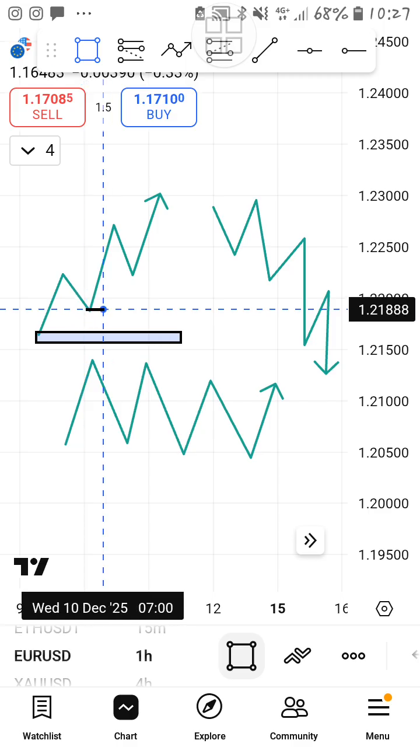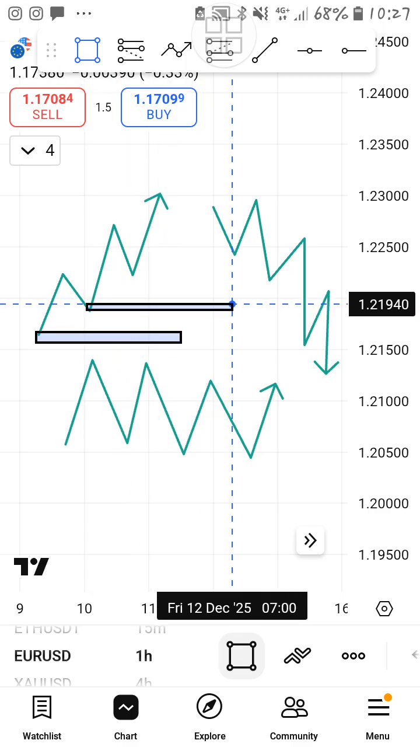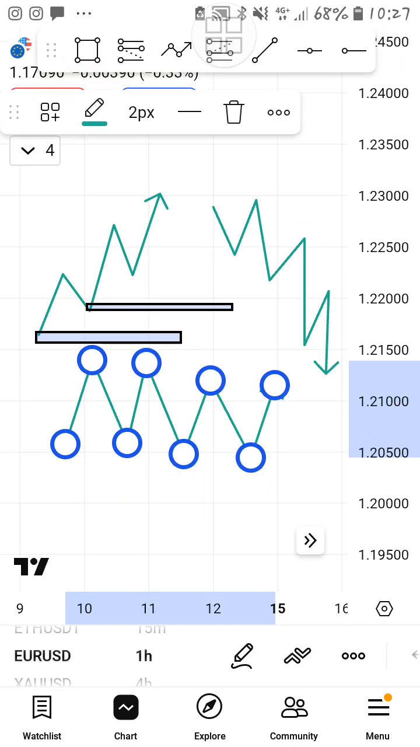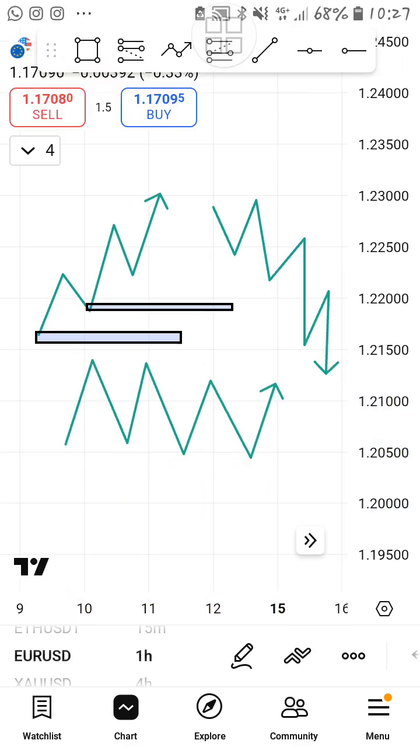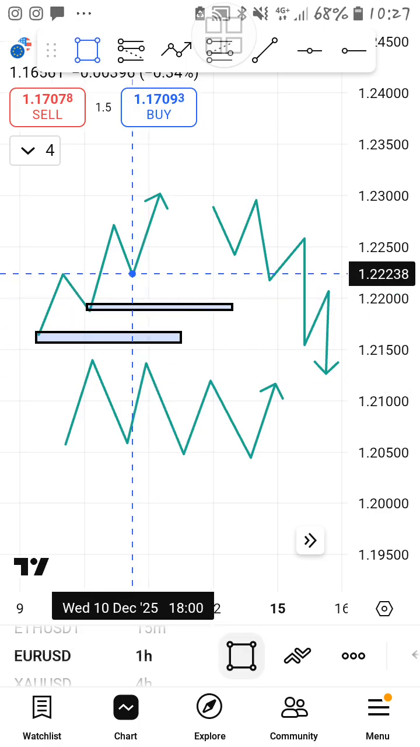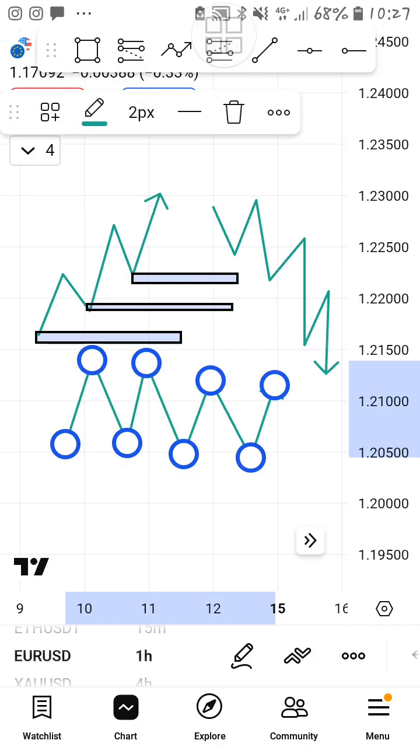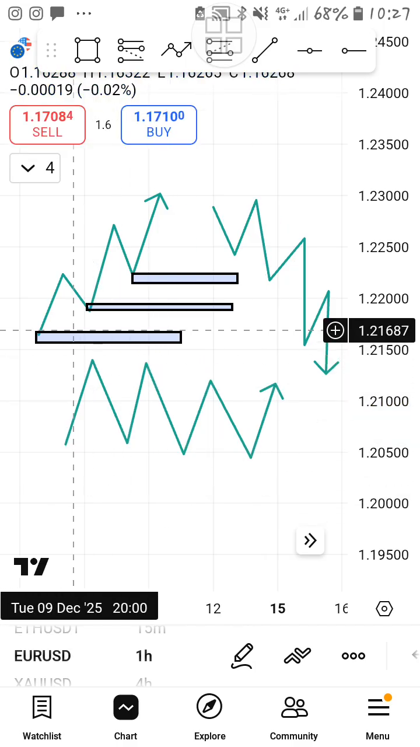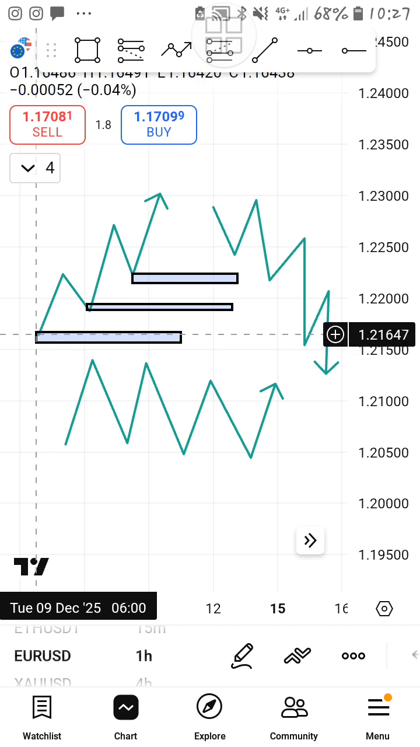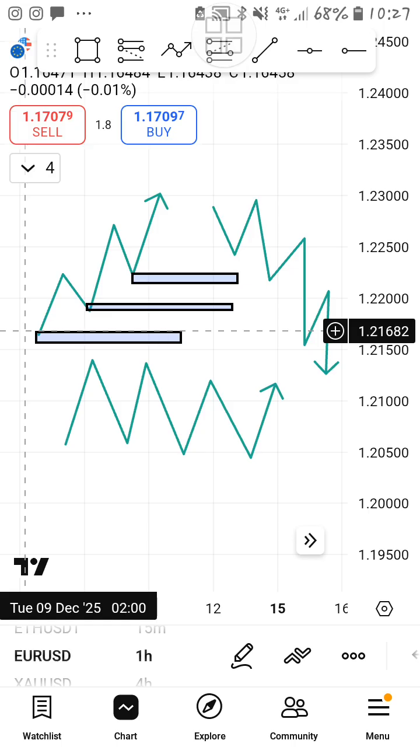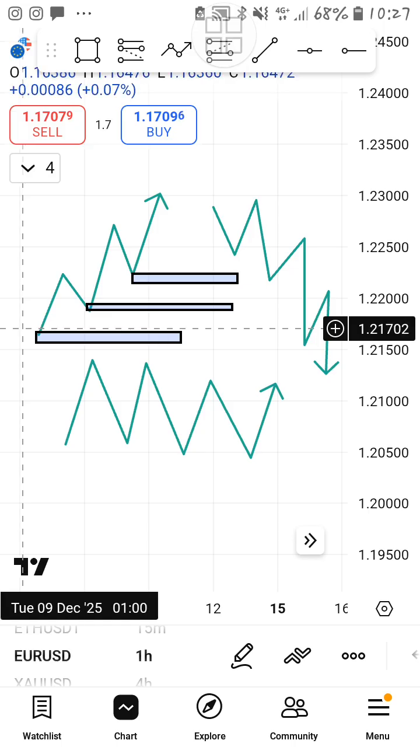This is another demand zone, again creating another massive move. Again another demand zone right over here, creating this massive move again. So what they are trying to say is, when the market is in an uptrend, avoid trading supply zones, and avoid trading demand zones when the market is in a downtrend.